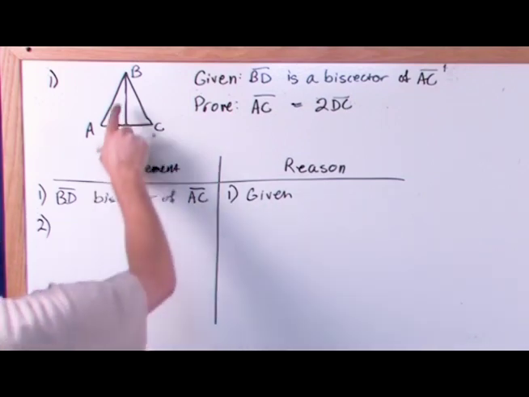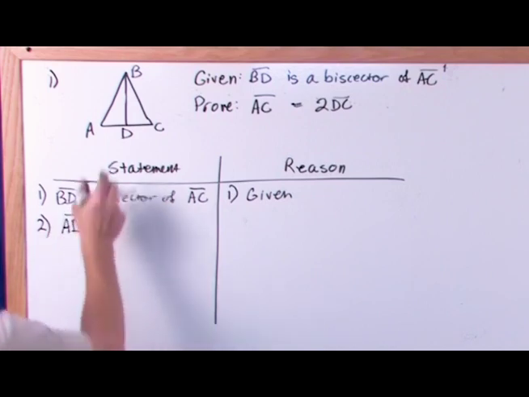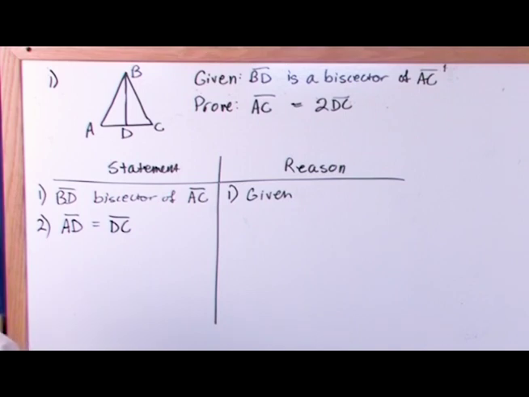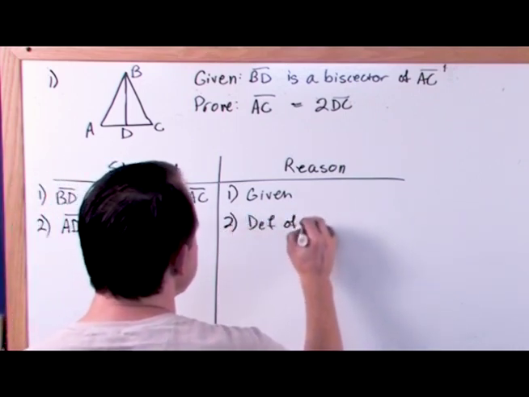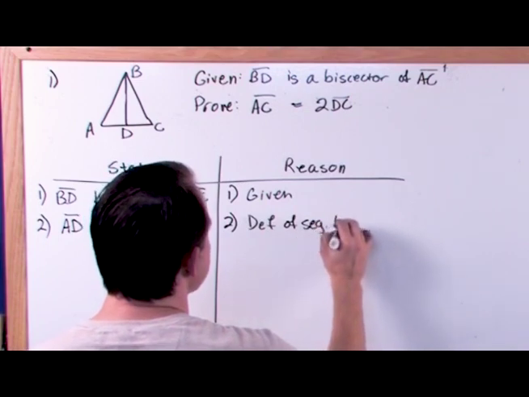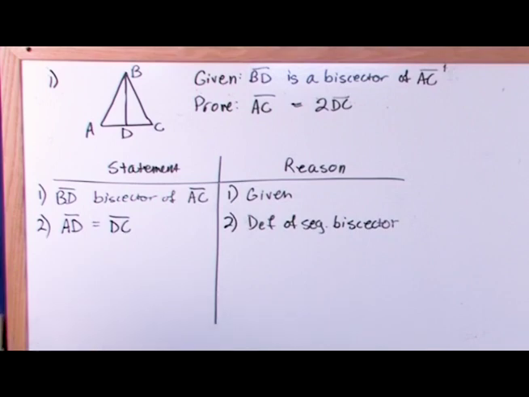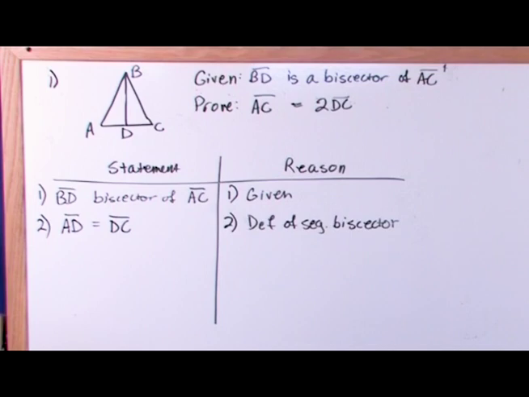So what does this bisector business mean? It means that AD, this guy, is equal to DC. And the reason is because it's the definition of a segment bisector. A bisector means you cut it into 2 equal parts, okay? And you have to write that down so that you can actually start to prove that this is equal to 2 times that, okay?